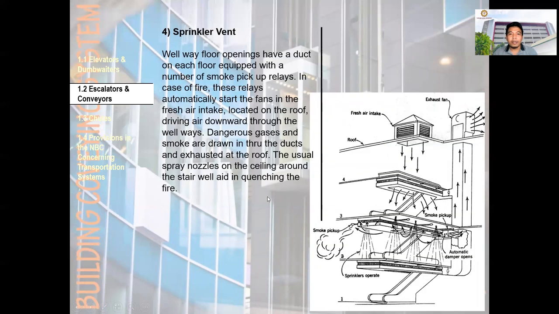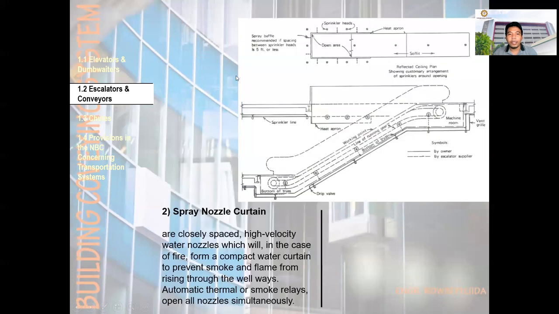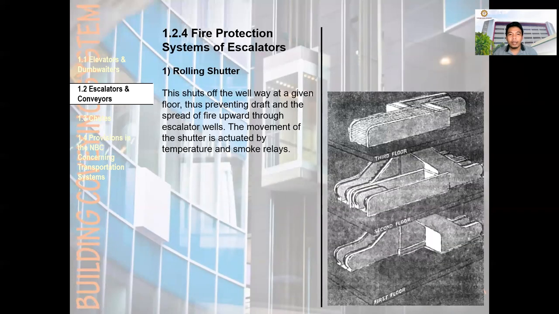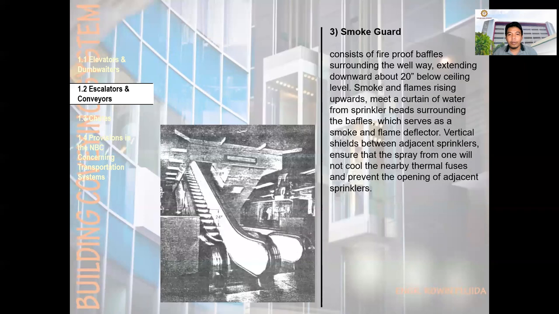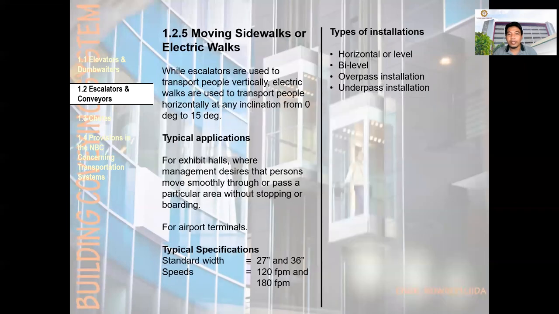So that's all for the fire protection system of escalators. First you have the rolling shutter. Next you have the spray nozzle curtain, the smoke guard, and the sprinkler vent.